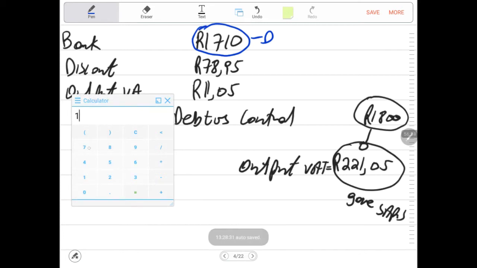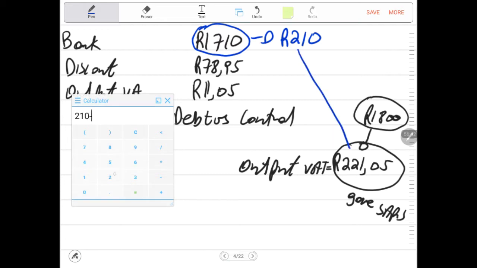In other words, out of this 1710, this is the amount of VAT that we're supposed to have given you, SARS. We're supposed to have given you, SARS, 210 Rand. But we gave you 221 under the assumption that the customer will pay us back the 1.8. But we gave the customer 210. So please give us the difference of 210 and 221.